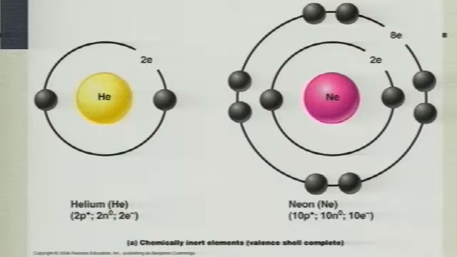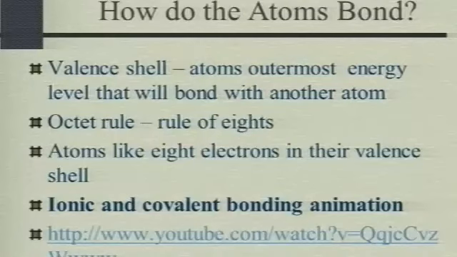Neon is going to have 10. You could see 2 on the innermost and 8 on the outermost. So that valence shell is going to be that outermost energy level that will interact with other atoms until it is stable. It follows what is called the octet rule, creating full outer shells to make it stable. Okay, so ionic and covalent bonding is how we do this. Let me show you a little animation and then we'll go through the rest of the notes about this.